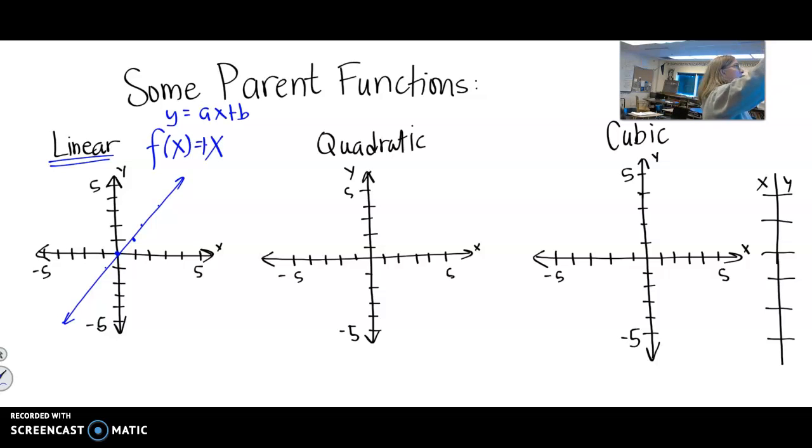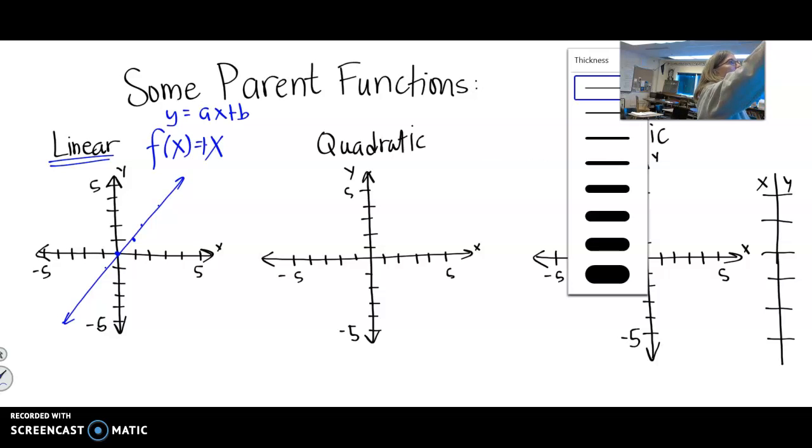So what I would like you guys to do is pause the video and do these graphs with me. Pause as you need to when you're going through here. If you get behind, then you can pause it.